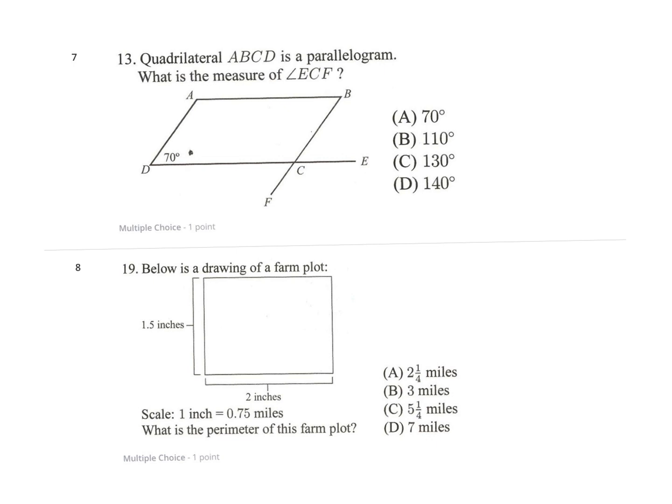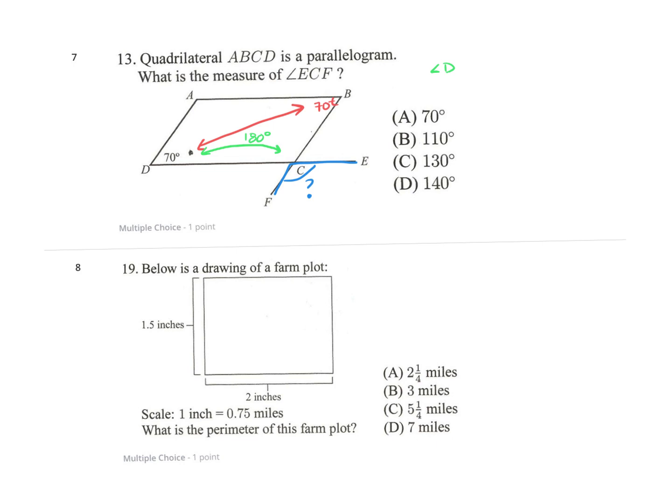All right, next up we have some more geometry. We have a parallelogram here. It says quadrilateral ABCD is a parallelogram, and we want to know what is the measure of angle ECF. So here's the angle that we're looking for, ECF. That's outside of that parallelogram. Okay, well, first I need to know some properties of parallelograms. First, opposite angles are going to be congruent, so angle B would also be 70 degrees. Another property is that consecutive angles are supplementary, meaning that any two angles next to each other are going to add up to 180 degrees.